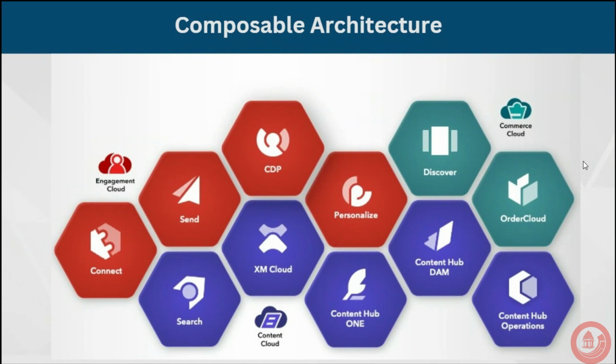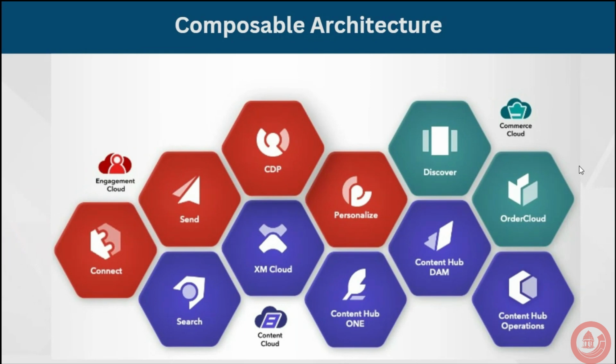Sitecore has broadly divided this into three categories. One is the content cloud, wherein you can manage your content, which will have XM Cloud, the content hub, and Sitecore Search. Then you will have the engagement cloud, wherein we can manage user engagement, where we can use CDP and Personalize. And then the third vertical is the commerce cloud, for example Sitecore Discover and Sitecore Order Cloud, in case you want to have e-commerce and all those features enabled on your website.